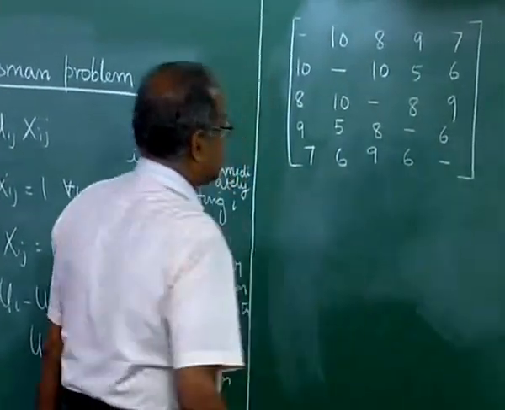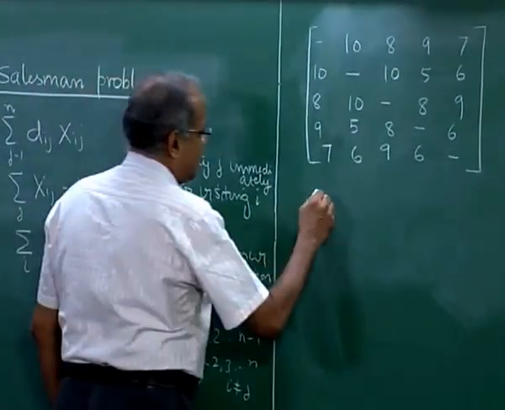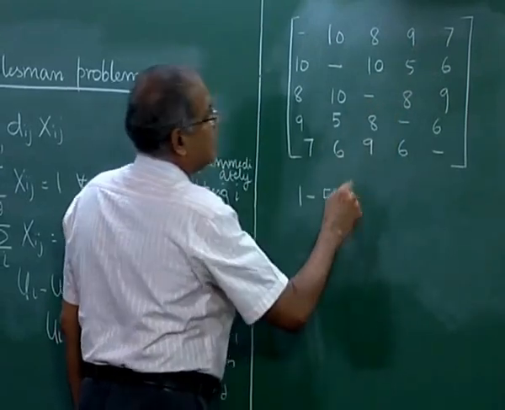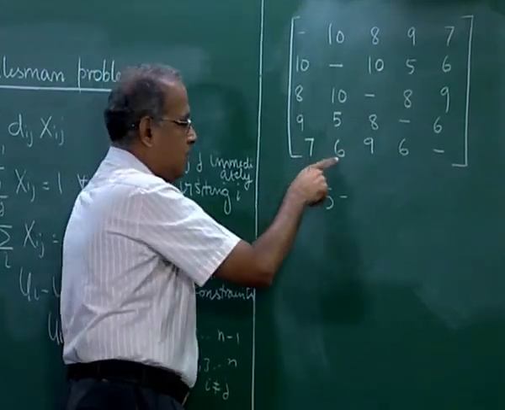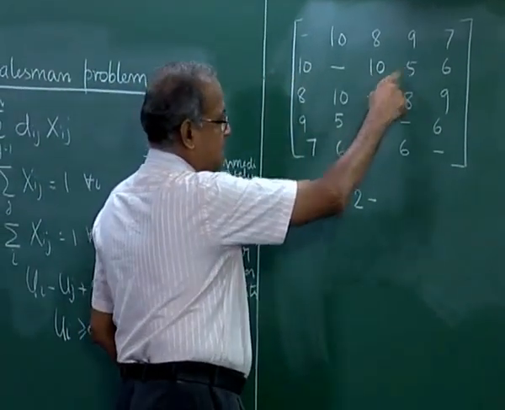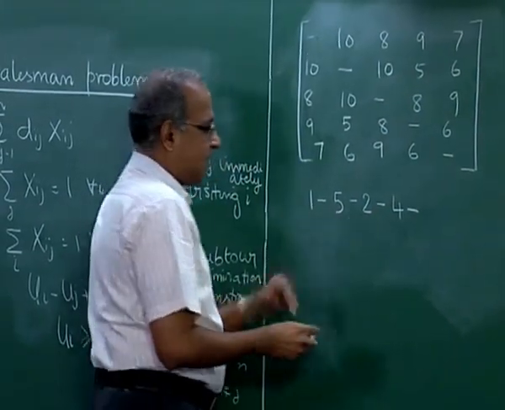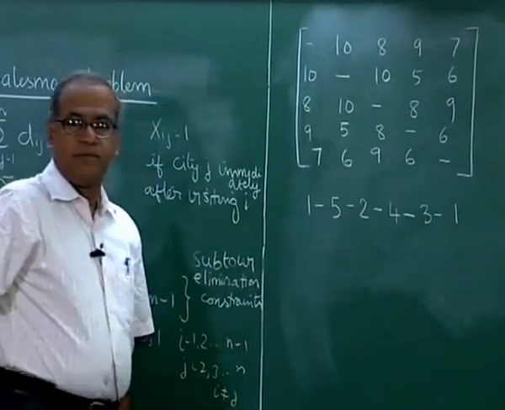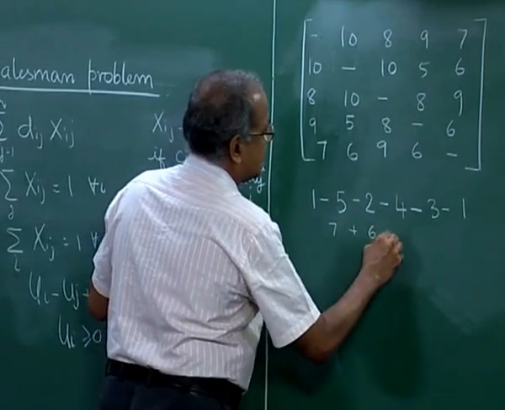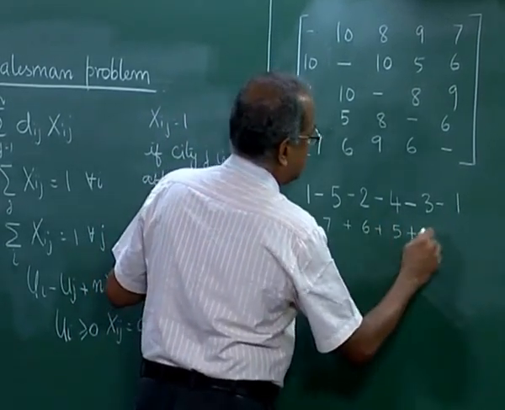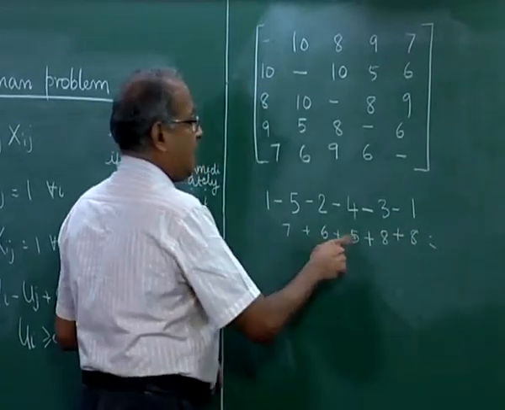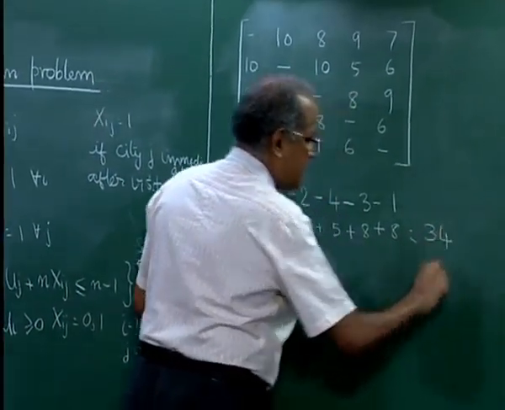Now, the simplest heuristic is called the nearest neighbor. So, assume that I am in city 1. Now, I go to the nearest neighbor, which is 5. From 5 I realize I can go to 2 or I can go to 4. So, I go to 2. Now, from 2 the nearest is 4. Now, I have only 3 remaining. So, 3 and 1. Now, the length of this will be 1 to 5 is 7, plus 5 to 2 is 6, plus 2 to 4 is 5, plus 4 to 3 is 8, plus 3 to 1 is also 8. So, this is 13, 18, plus 8, 26, plus 8, 34.